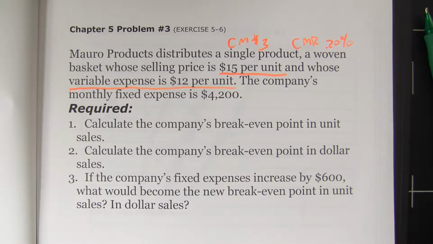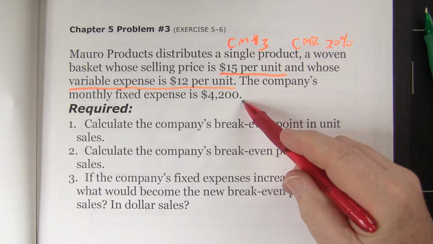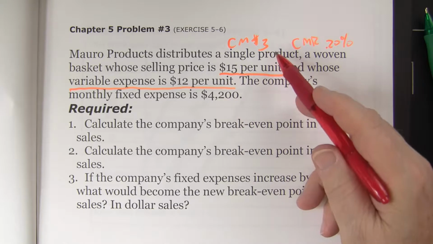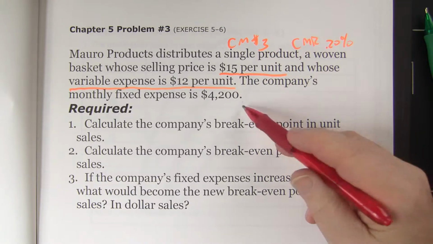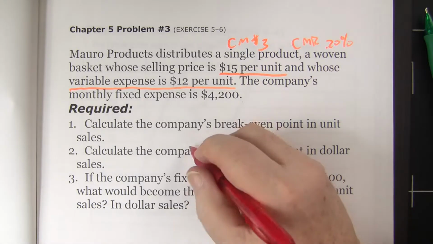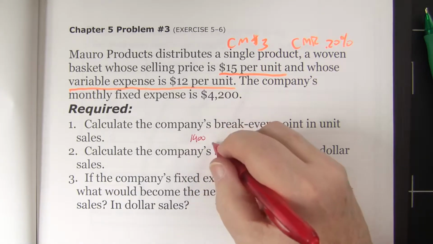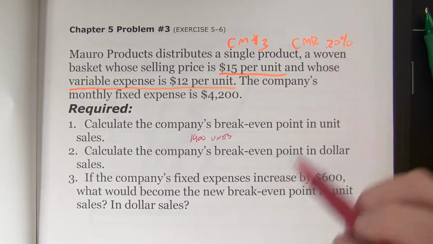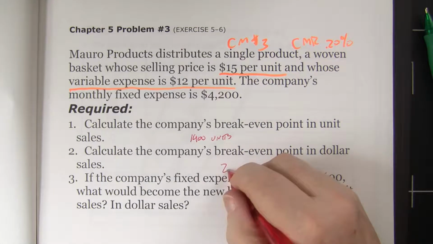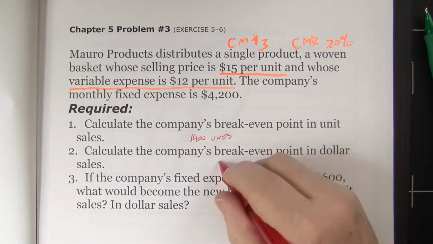It asks you what the break-even point in unit sales is. Well, we have to cover $4,200 worth of fixed expenses. We make $3 per unit. 3 into 4,200, 1,400 units. It says, what is the break-even point in dollars? Divide the fixed expenses by the contribution margin ratio, 21,000.